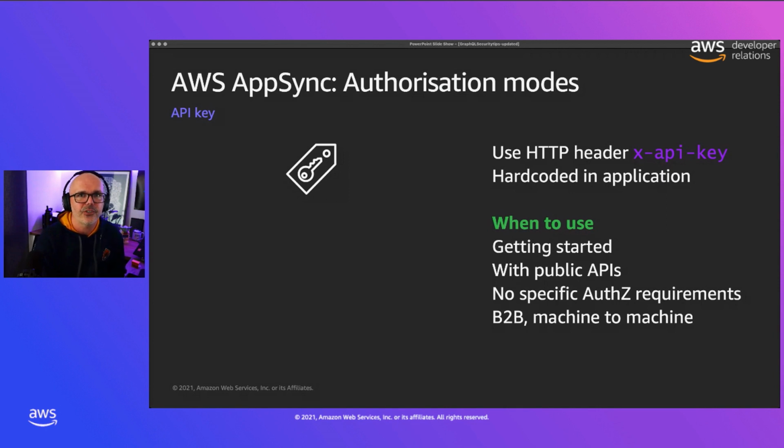So use it when you're just getting started with AppSync and you're building out a demo and you're just getting familiar with how it all fits together. This is a great mode to use in those situations. It's also a great mode to use when you're providing what is essentially public APIs, and as such have no specific authorization requirements to implement and no type of granular access control that you need to implement.